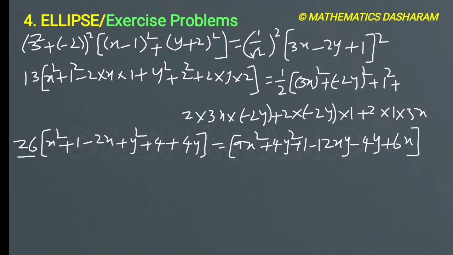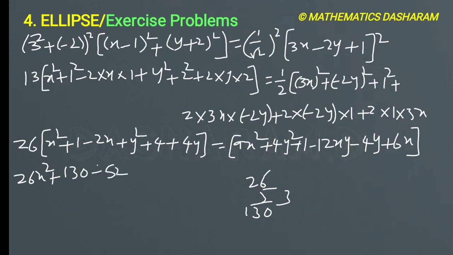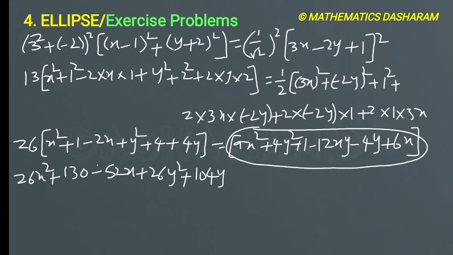Now 26 multiplies inside: 26x square. Next here 1 plus 4 is 5, so 5 into 26 is 130, plus minus 2 into 26 is minus 52x, plus 26y square. Next 4 into 26, 104, so 104 into y. Next, transpose all these terms to the left side.